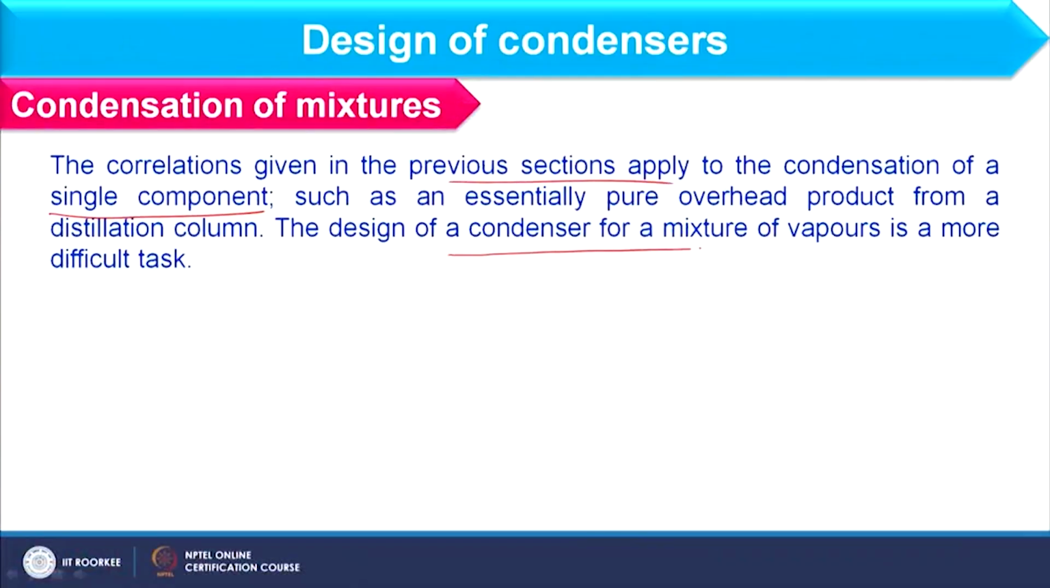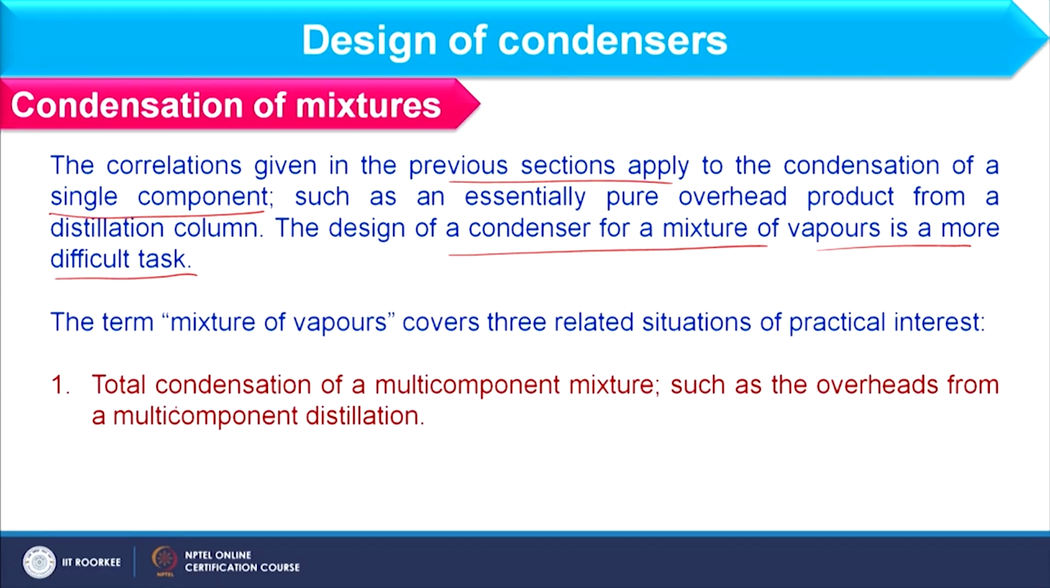So, the design of a condenser for a mix of vapor is a more difficult task, but it will be easy when you have the right property of the mixture. In that case we should consider total condensation of a multi-component mixture, such as the overhead of a multi-component distillation, because the condenser is a primary unit which is available with the distillation. So, total condensation of a multi-component mixture we can obtain considering the feed of a multi-component distillation column from the top, right.